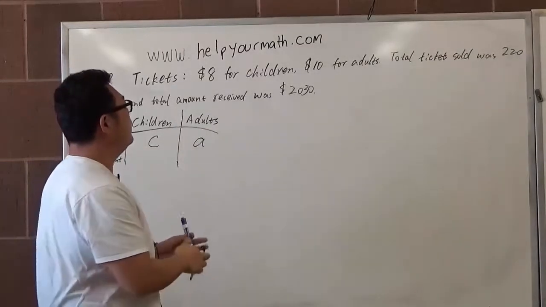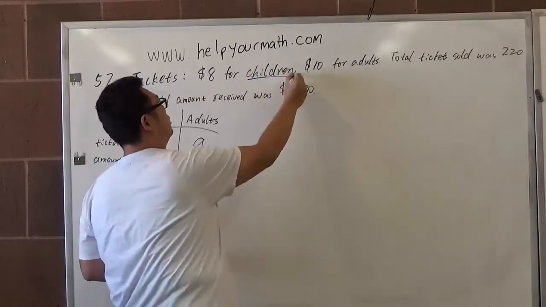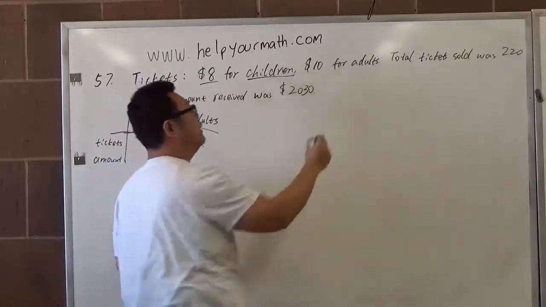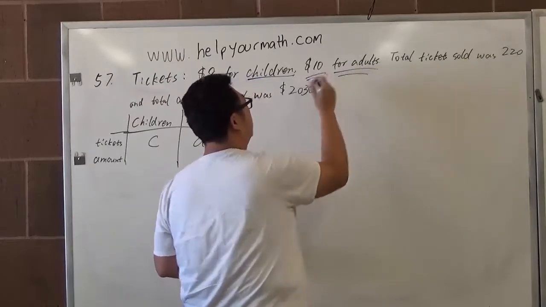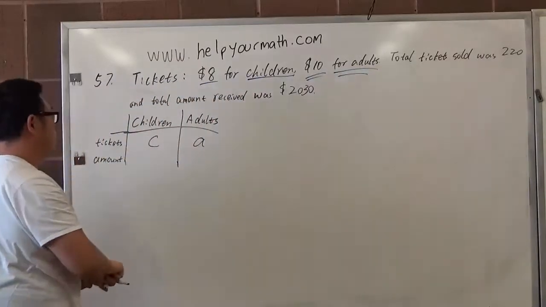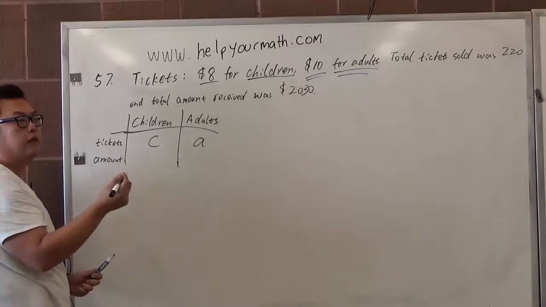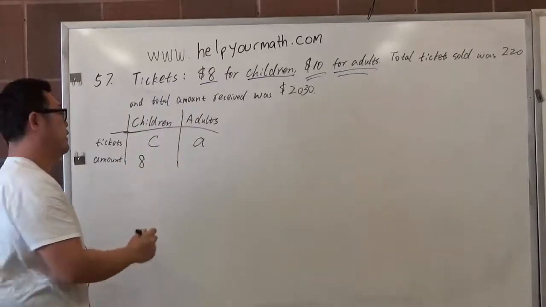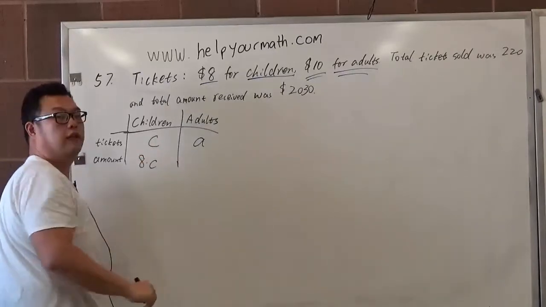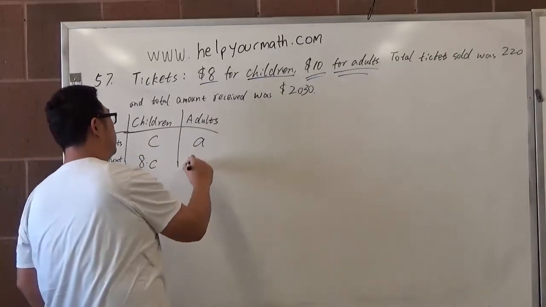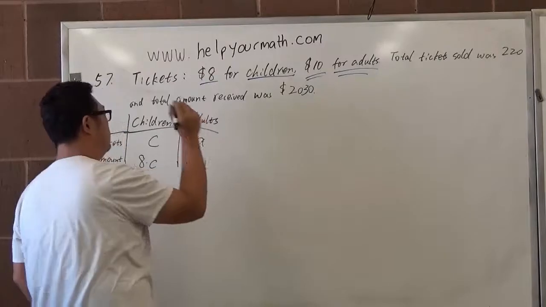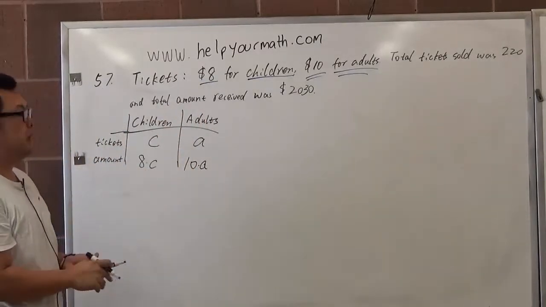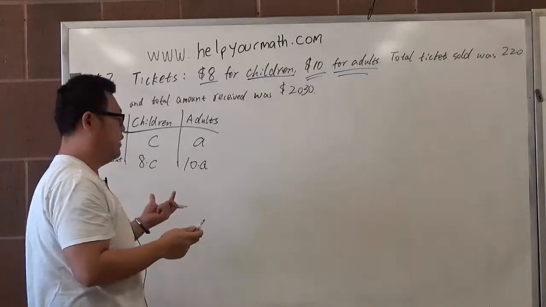So what we have here: children tickets, $8 each. Adults tickets, that's $10 each. So the amount we make for the children is $8 each ticket times the number of children. For adults, that's $10 each times the number of adults. That is the table we have.